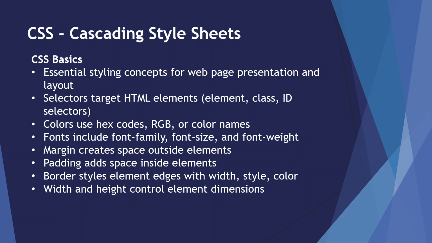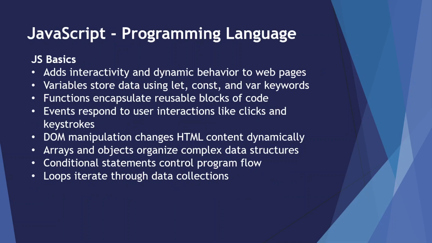So, some other basic concepts. Selectors target HTML elements like element, class, ID selectors. So these can be used to target the design of specific elements only. Colors use hex codes, RGB or color names. Fonts include font family, font size, font weight, and margins, especially in the box model. Margin creates space outside elements. Padding adds the space inside elements. Border styles element edges with width, style, color. Width and height control the element dimensions.